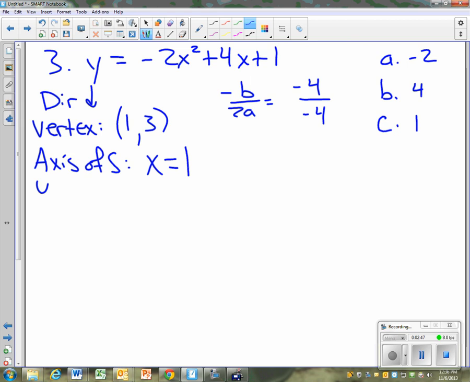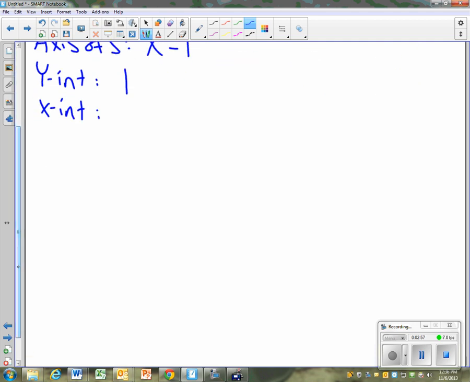Now we got y-intercept. What's the y-intercept? It's always the C value. Very good, which is 1. X-intercept. That's the hard one. In order to find the x-intercept, I have to take your equation and set it equal to 0 equals -2x squared plus 4x plus 1.